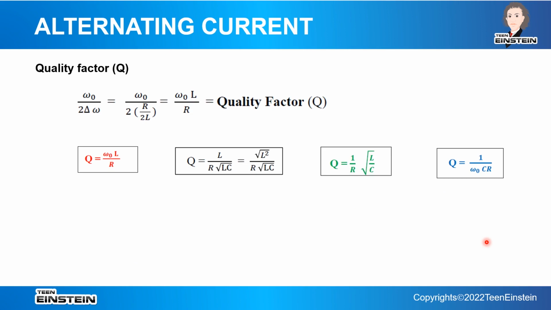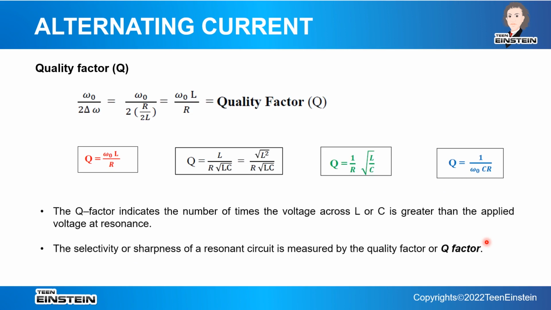Now we are going to talk about another factor called the quality factor. So what is the quality factor? The quality factor is nothing but the sharpness, omega 0 divided by 2 delta omega, which is equal to omega 0 divided by, instead of delta omega, in the previous equation we found it is equal to R divided by 2L. So if you substitute this and cancel out the 2, then you get omega 0 L by R. This is called the quality factor. So this decides how sharply your circuit picks up the signal. So Q equals omega 0 L by R.